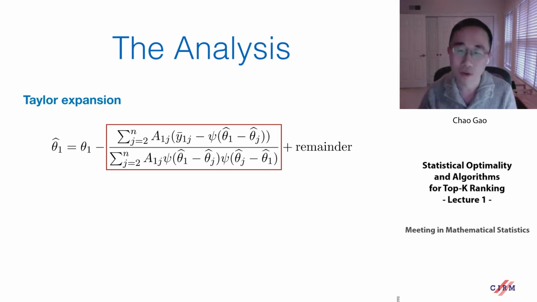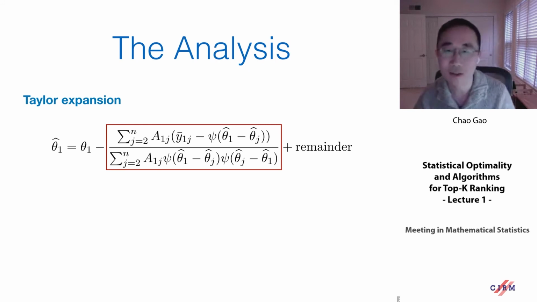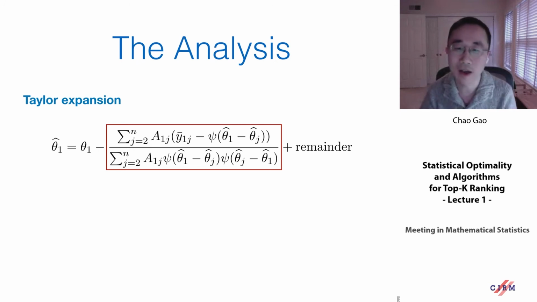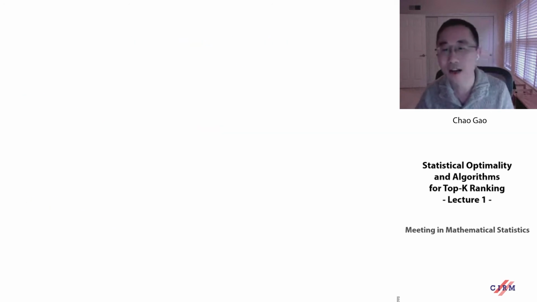But what is difficult is the analysis of this term. How are we going to do that? So let's look at the numerator of this term. The numerator of this term is the sum of a product. It's the product of A1j times y bar 1j minus the mean, but the mean that is evaluated at the maximum likelihood estimator. So at least there are two challenges.